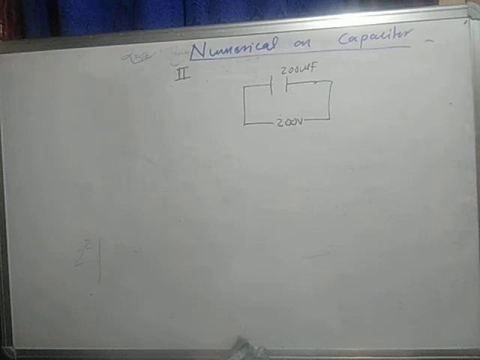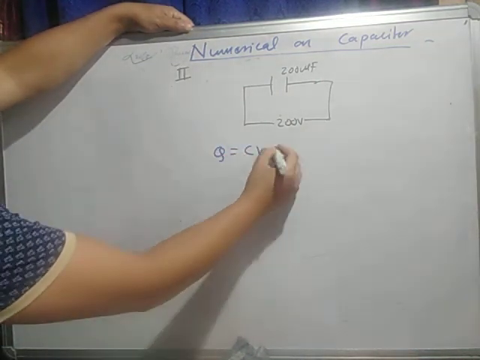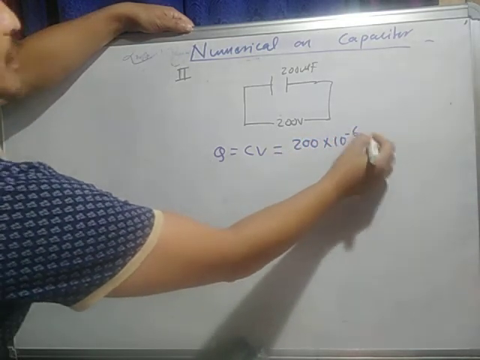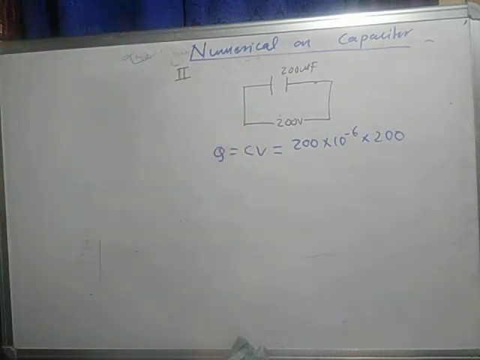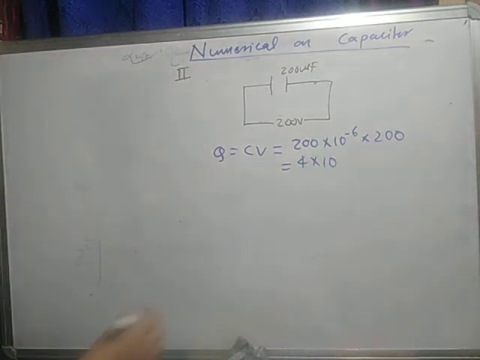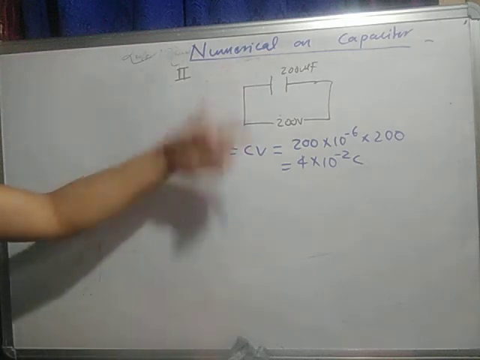It takes time and it will charge, isn't it? After some time it will charge, isn't it? So now find charge, isn't it? So initially Q equals to how much? Q equals CV, capacitance how much? 200 into 10 to the power minus 6 into 200 is your charge, isn't it? So how much? 4 into 10 to the power minus 2 coulomb initially. Okay, now the charge is done.